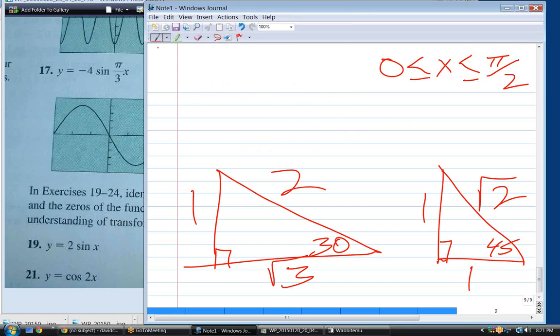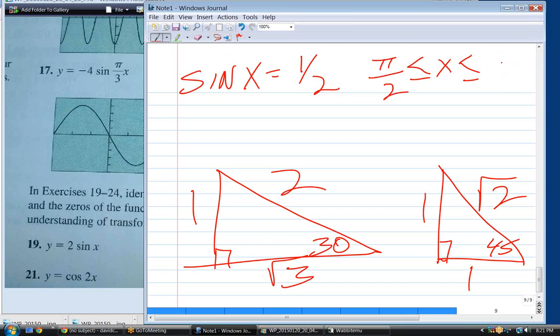What's another one? And that's the only angle in the first quadrant where the sine of that angle is equal to 1/2. All right. The next one is sine of x equals 1/2, and then the boundaries are pi over 2 is less than or equal to x, is less than or equal to pi.